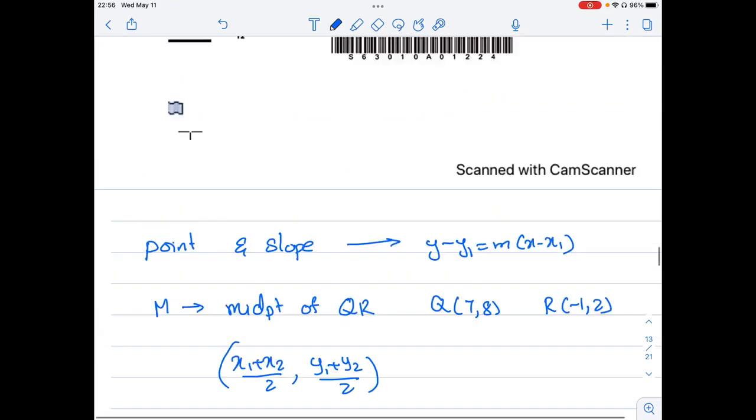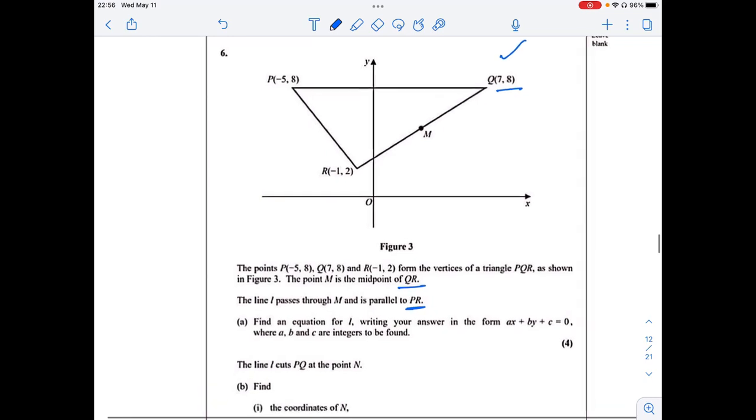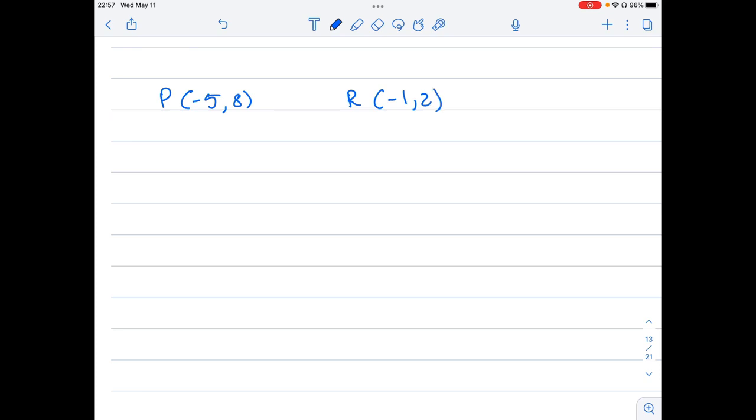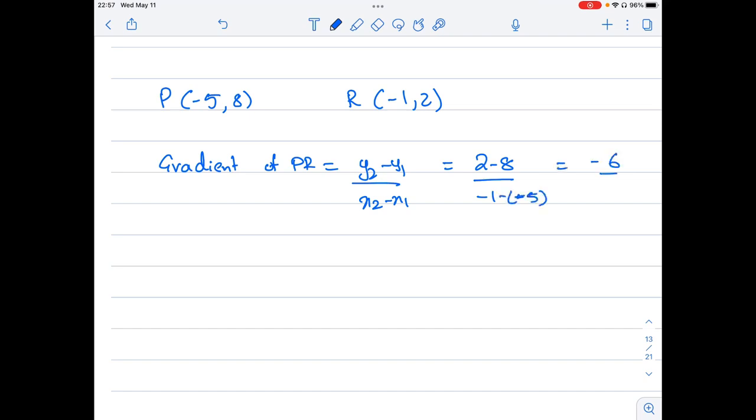So once I find the midpoint, I need to find the gradient. It is parallel to PR. P is minus 5, 8 and R is minus 1, 2. So I will be finding the gradient of PR, which is y2 minus y1 upon x2 minus x1, which is 2 minus 8 upon minus 1 minus of minus 5. So minus of minus 5, it becomes minus 6 upon 4, which is minus 3 upon 2.